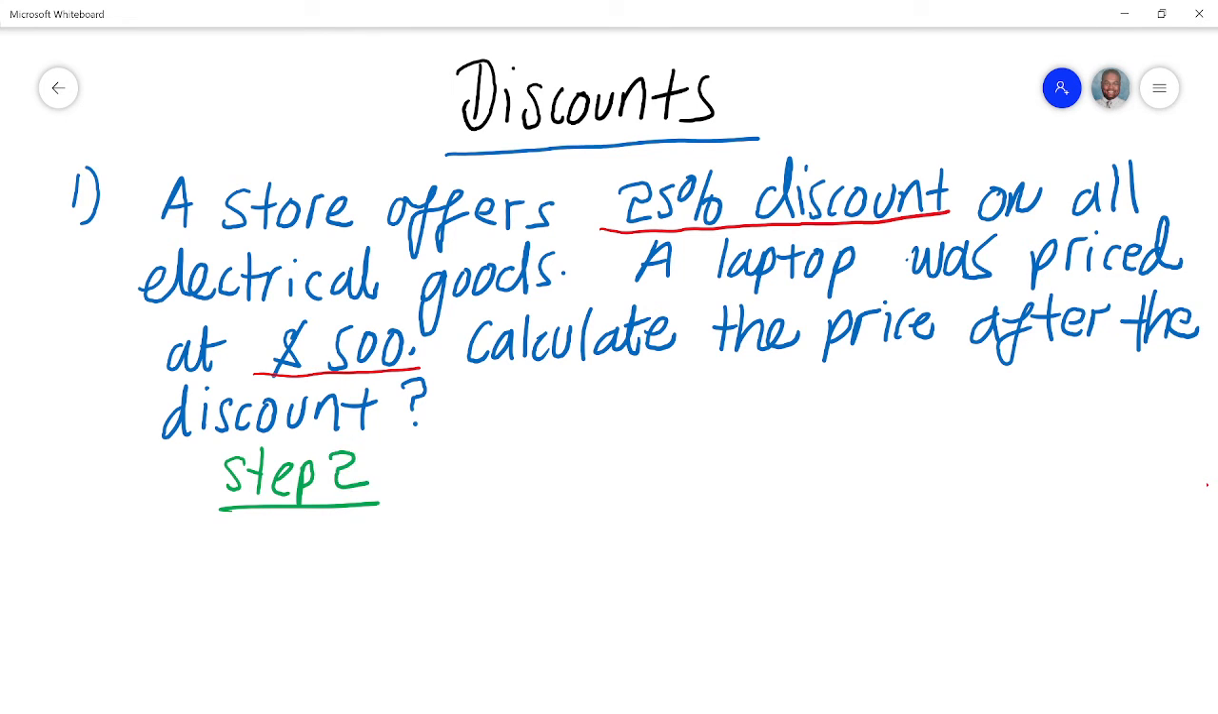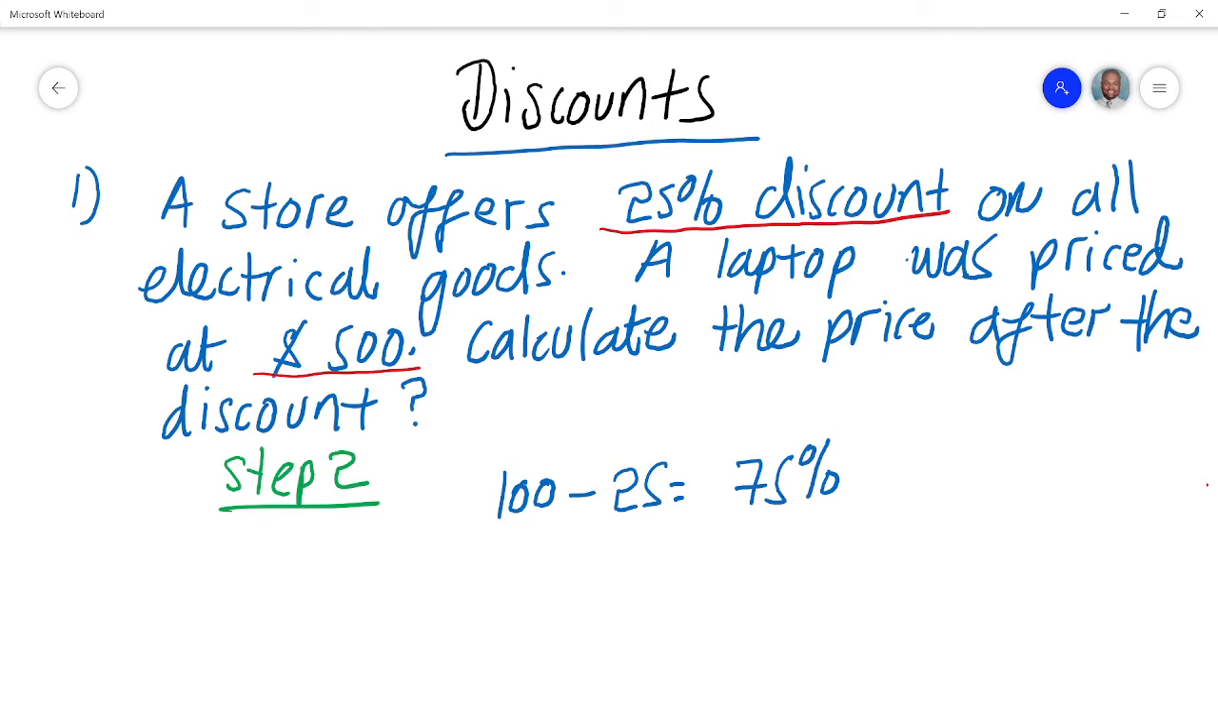Now, with step 2, if you look at it, because it's a 25% discount, we treat a discount as a loss because your final price will be less than your original. So because it's a loss, you subtract 100. 100 minus 25 is now going to be 75%. And what you're now going to do is finally get 75% of 500.